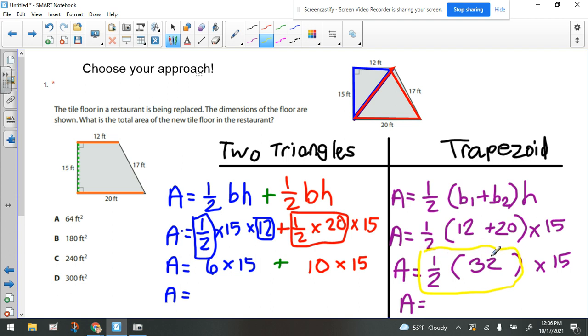The next step I would probably do is take half of 32. If you're using a calculator, put 32 in the calculator first and then hit the divide by button and then the 2, and then you'll get your answer. And then you'll multiply that with 15. Now, a conscientious student would probably do it both ways just to make sure you get the same thing, but either approach, you should see one of these answer choices as your answer.